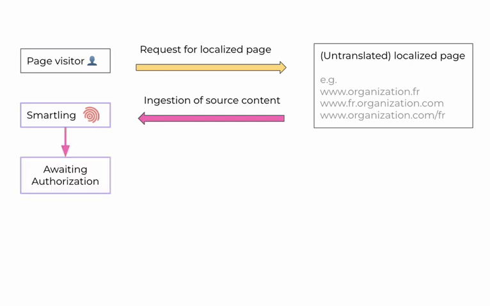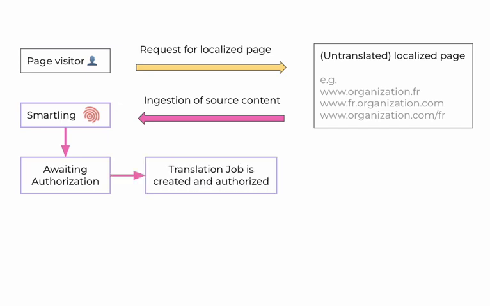In Smartling, the new content is awaiting authorization and needs to be put into a translation job to kick off the translation process. Translation jobs can either be created manually, or a jobs automation rule can be used to create translation jobs automatically in regular intervals. We will learn more about both options later in this video. The job can then be authorized into your preferred translation workflow.